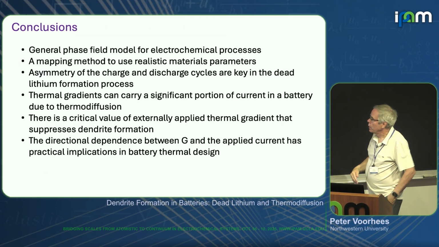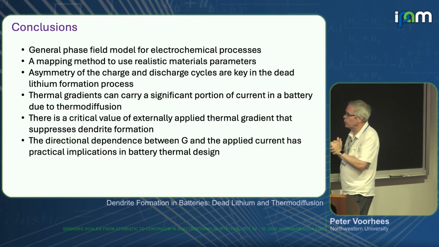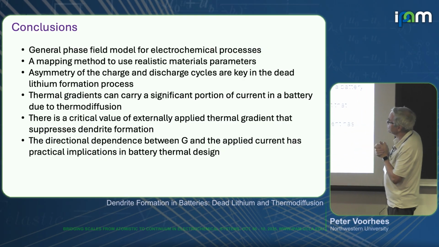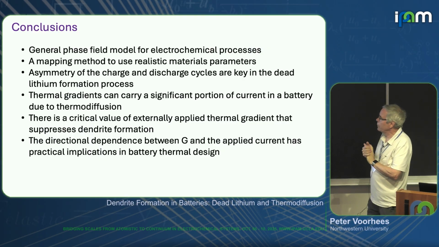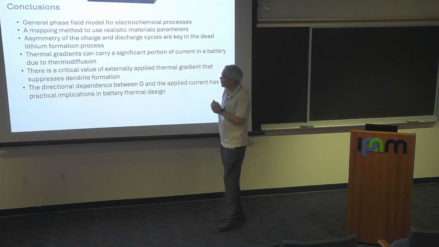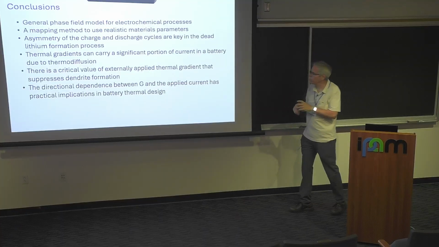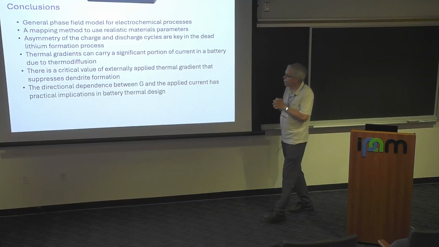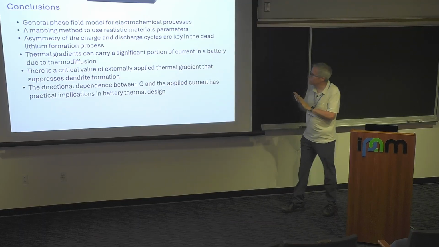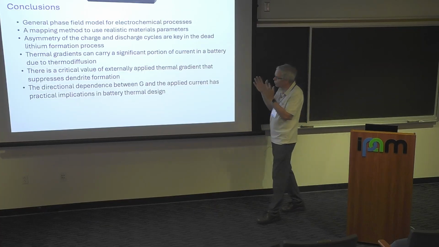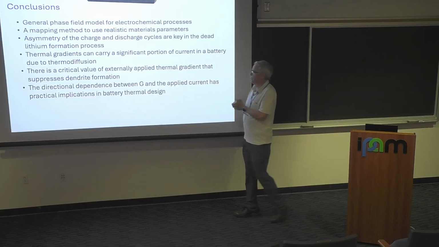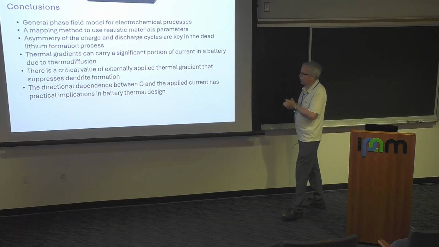So what I've shown you is that a phase field model can be put together that allows you to do realistic simulations of electrochemical processes, and we've applied it to batteries. One of the surprising discoveries of this was that the asymmetry between charging and discharging seems to have a key role in the formation of dead lithium. And even though thermal gradients are thought to be relatively insignificant in many cases because of the small size scale of batteries, you can have significant thermodiffusion that affects the growth of the dendrites and the planarity of the interfaces.